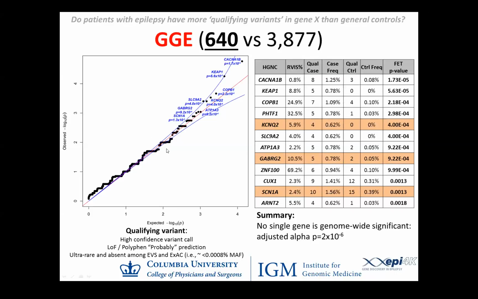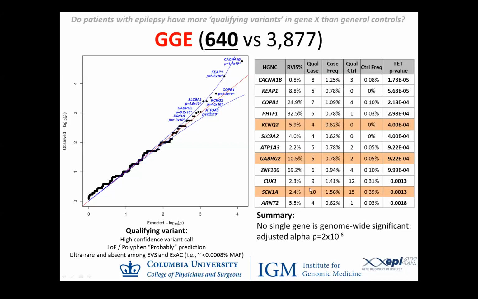If you take a look at the top dozen or so genes within the genetic generalized epilepsies, you have KCNQ2, GABRG2, and SCN1A, all well-established epilepsy genes. And then you have some others in there, such as ATP1A3, which is the alternating hemiplegia of childhood neurological disorder gene, and some others as well.